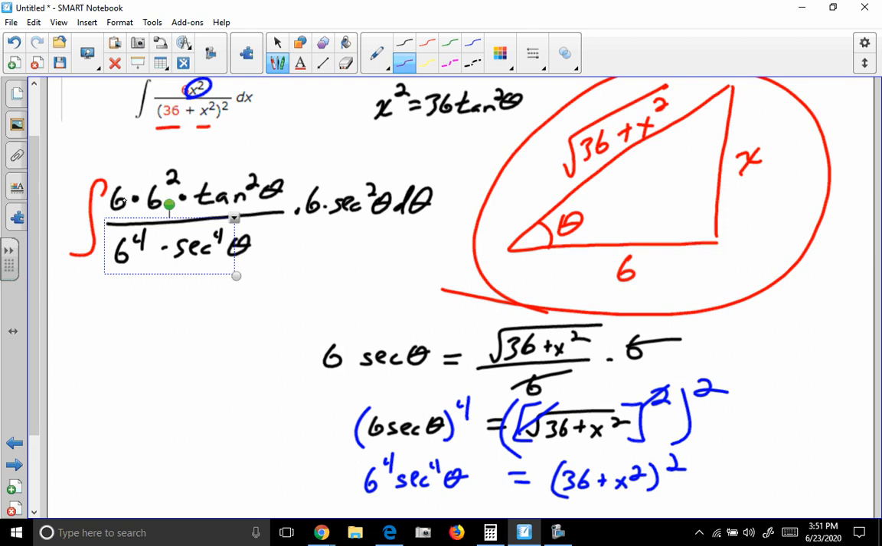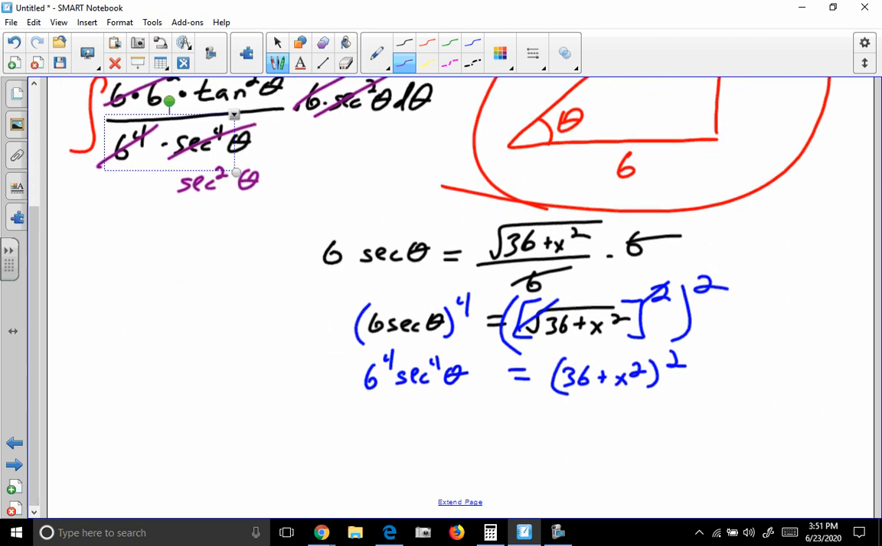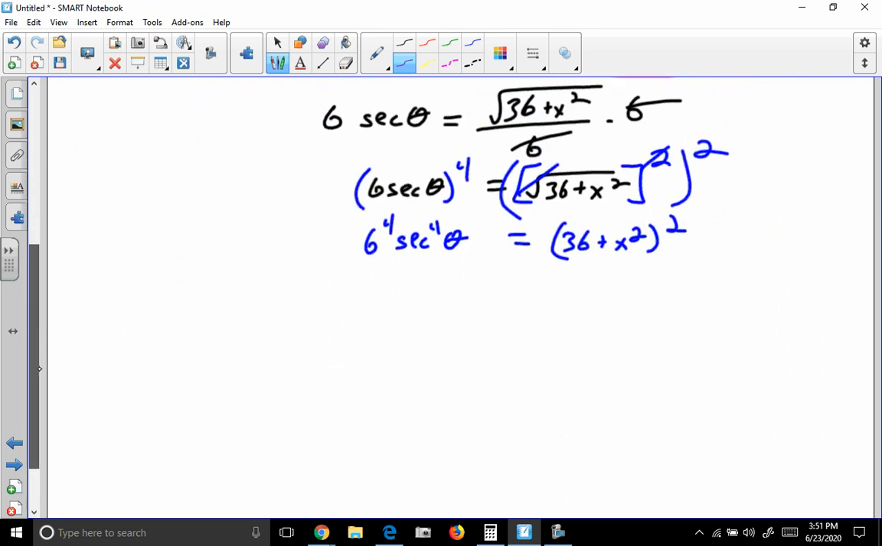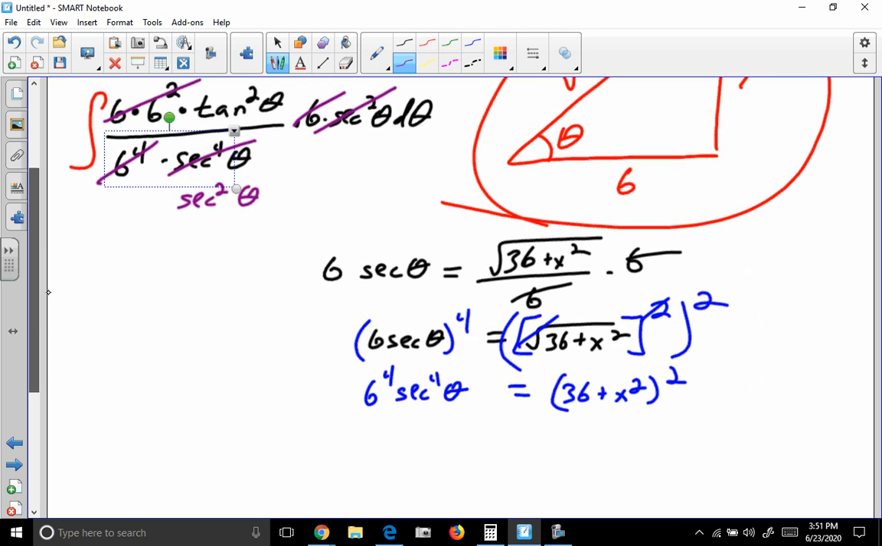So we have powers of 6 on top, 4 on bottom. So all those 6's cancel. We have a secant squared here and a secant to the 4th there, so that makes secant squared on bottom. That leaves us tangent squared on top.